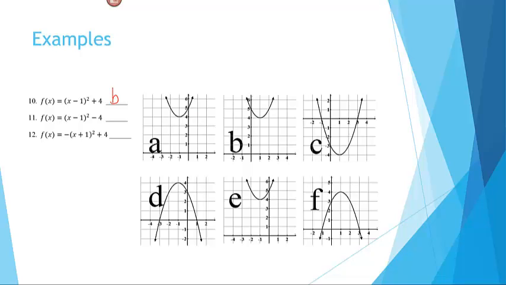Hi, students. Alright. So now, number 11, we have a right 1 and a down 4. So which one of these is right 1, down 4? It's not A. Right 1, down 4. It's not B, because we already chose that. Right 1, down 4. Oh, it's C.